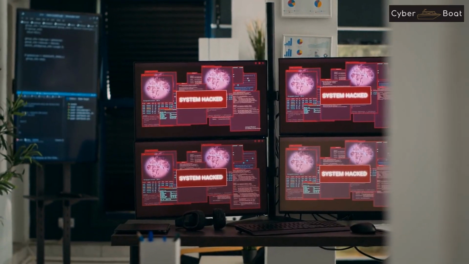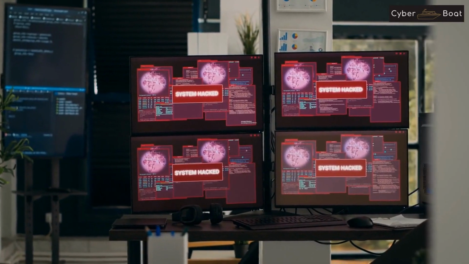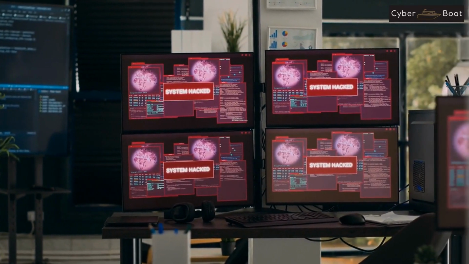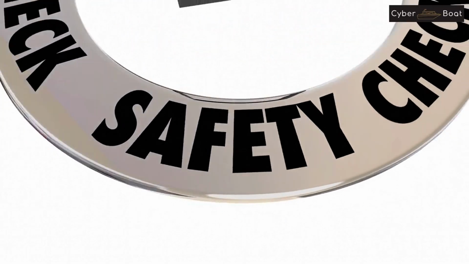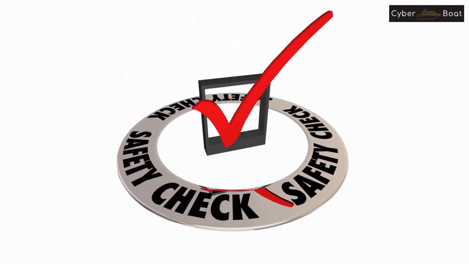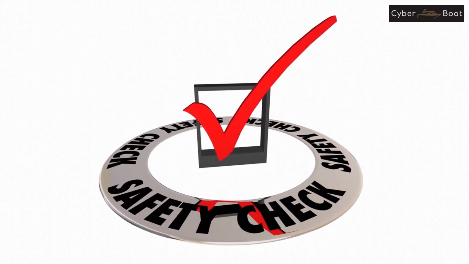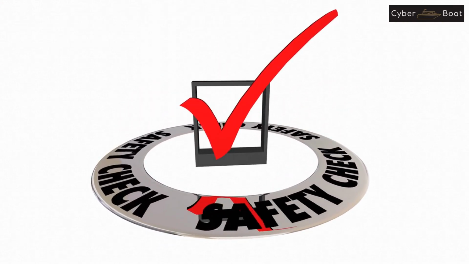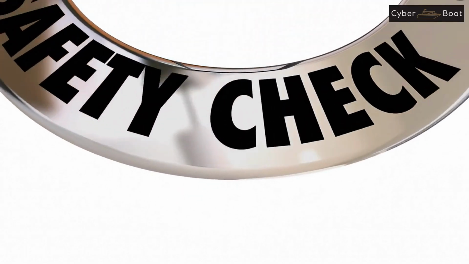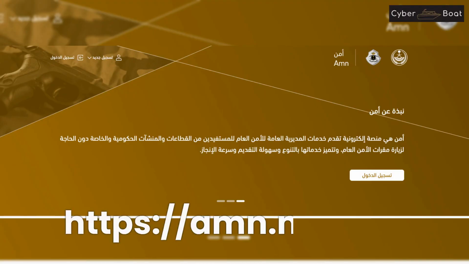Another example of how to implement this control would be to screen or vet candidates for cybersecurity in critical privileged positions. This might include background checks, security clearance checks, or other types of screenings to ensure that the candidate has the necessary skills and experience to protect the organization's information and technology assets. In Saudi Arabia, you can use the AMN platform to do the background check via this link: www.amn.net.sa.